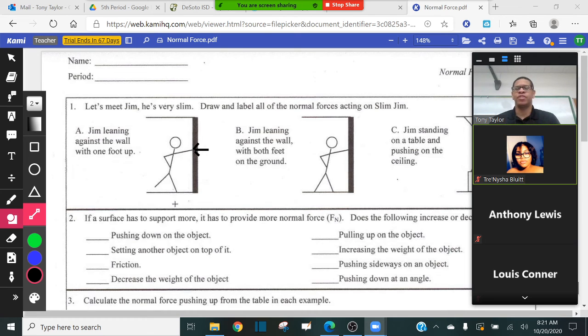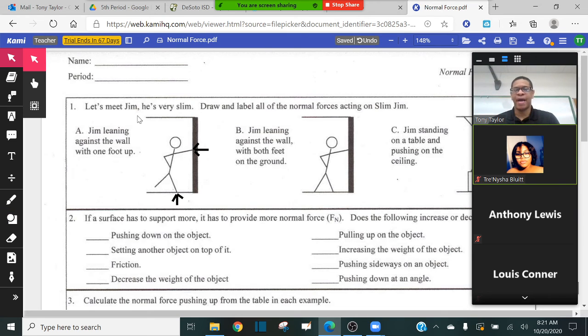What about the normal force here? Where's the normal force pointed? The normal force here is pointed straight up. And that makes sense, right? Because if Jim's foot pushes down on the floor, then the floor pushes back up on Jim. Because, again, we're concerned with the forces acting on Jim. So, again, I'm not asking for the forces acting on the floor or the wall. I'm asking for the normal forces acting on Jim.